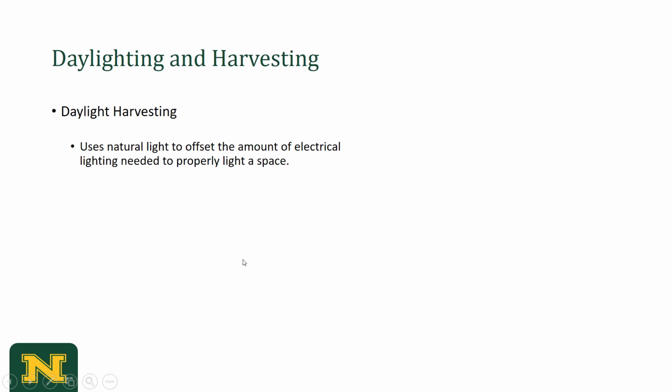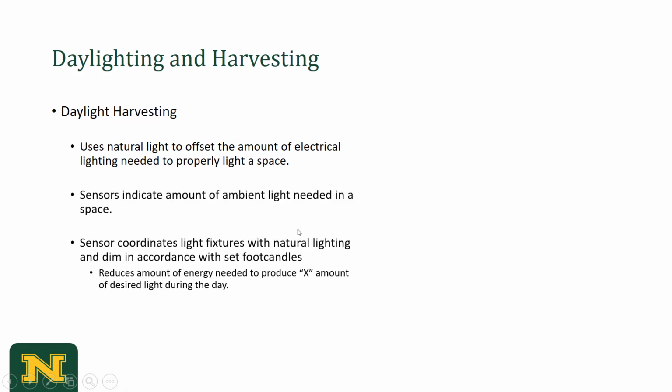The term daylight harvesting is important for energy efficiency as well. It's a combination of understanding how many foot candles we need, or whatever is required for different spaces at different times of the day. And we use natural light to offset the amount of electrical lighting needed. So we use a lot of sensors for this. It indicates how much ambient lighting is needed in that space. And as the sun's coming up or as the clouds are going away and the lighting is getting brighter naturally, then those sensors talk to your light fixtures themselves, and those light fixtures dim so they don't have to use as much power. So it just looks like any other sensor you would see.